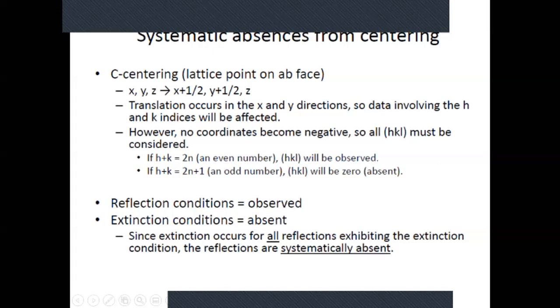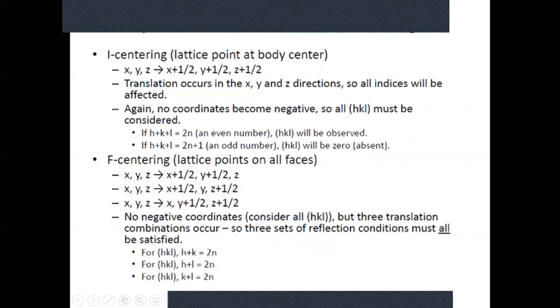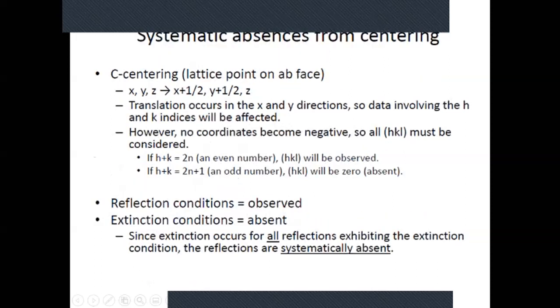And so if you see an extinction condition where all reflections exhibit it and are absent, then you would say these reflections are systematically absent. Okay. So on that note, we'll stop here for today. Tomorrow we'll pick up with continuing on systematic absences. We'll look at, for example, F centering, body centering, and we also still have to include glide planes.